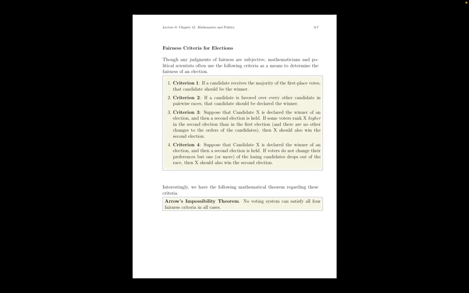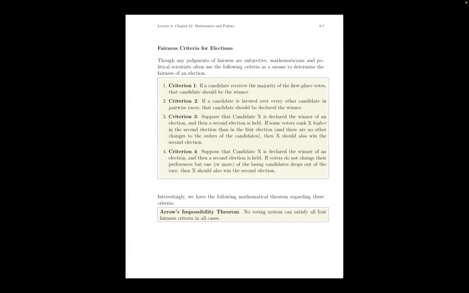So judgments of fairness are more or less subjective, right? But aside from that being the case, mathematicians and political scientists have come up with some criteria that more or less make sense when it comes down to judging the fairness of an election. And though I don't have any examples to work with these, I can at least introduce these concepts. So, we saw in the previous video and in section 12A different voting methods: sequential runoff, plurality, point systems, things like that. Now we need to judge which one of those is maybe the better method.